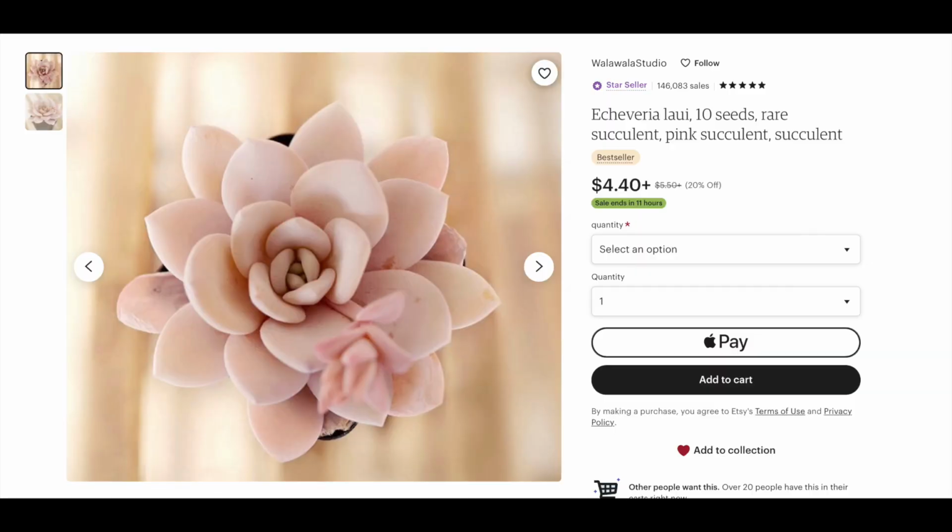This is a great loss leader item. I live in Southern California. I would totally be including stuff like this in a shop if I was starting over from nothing. Awesome loss leader product. A lot of people are buying seeds, succulents, air plants, all on Etsy.